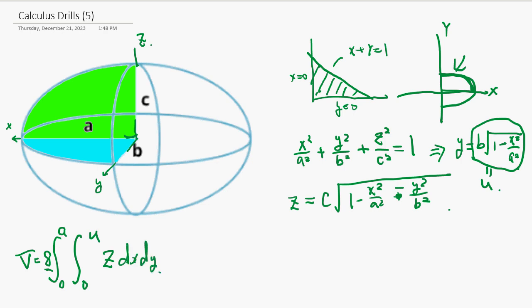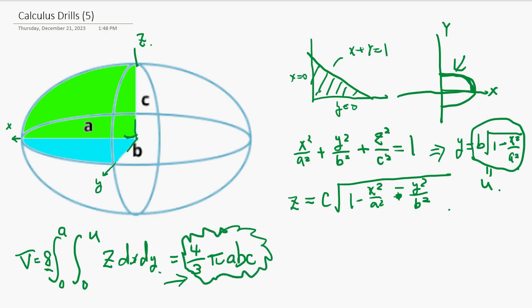Okay, so we have to calculate this. Once we calculate this integral, we get the ellipsoid volume, the entire volume, right? And the hope is we come up with the well-known formula, 4 over 3 pi a b c. Okay, if you come up with this, then you are successful.